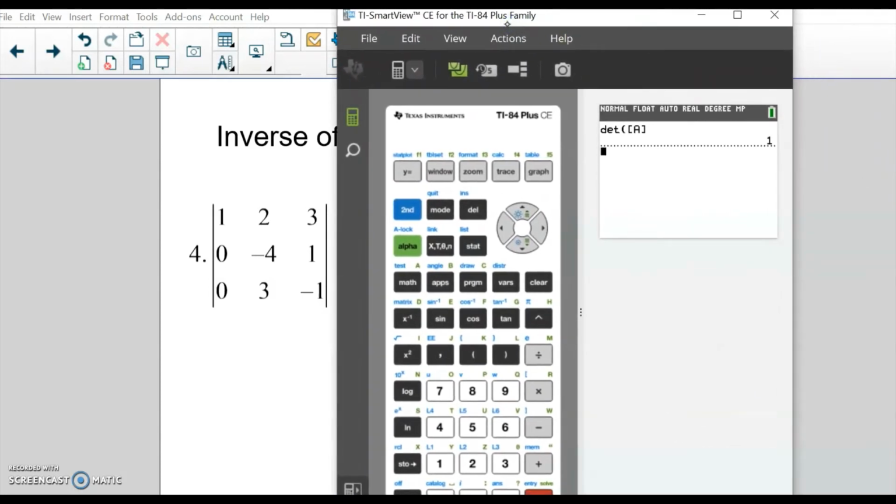Okay? So now if we want to find the inverse of that matrix, go back to the matrix menu, choose the matrix that you want, which is A. The negative 1 button, I just highlighted red. The negative 1 as an exponent is the symbol for the inverse of a matrix. So we hit enter, and it gives you the inverse of the matrix. So that 3 by 3 that you see in the calculator is the inverse of the matrix in number 4.